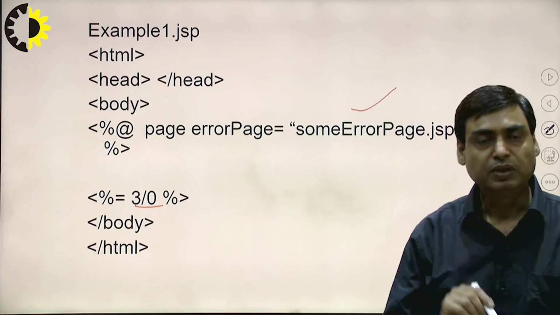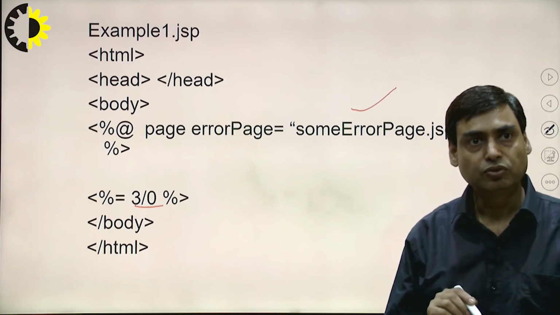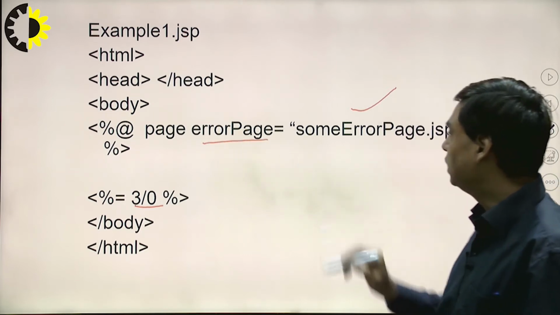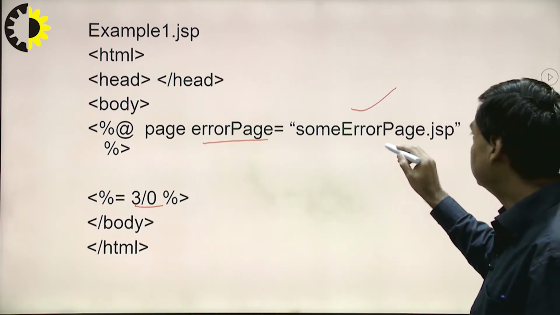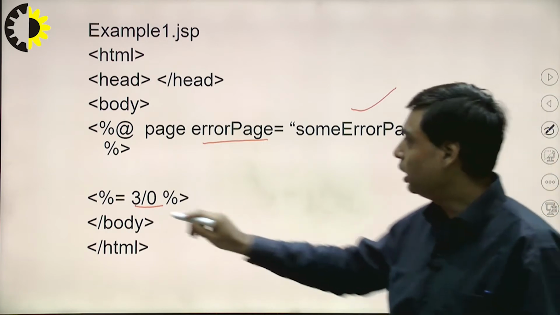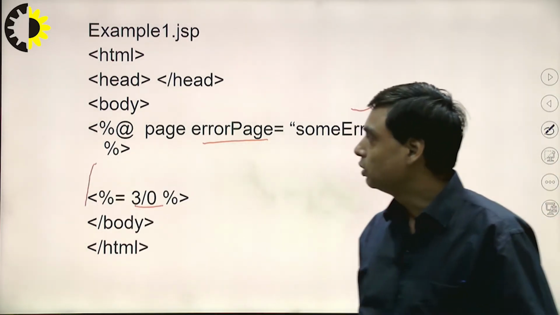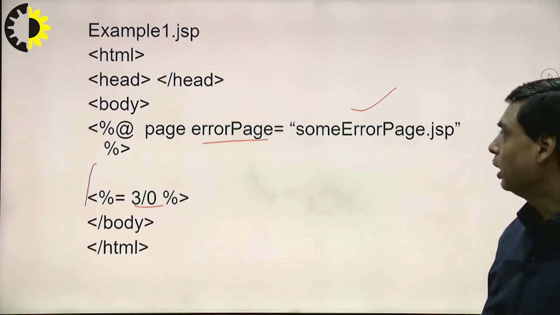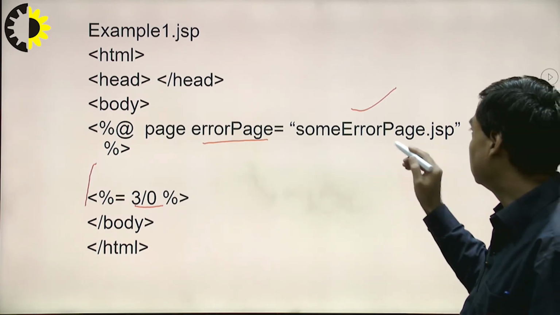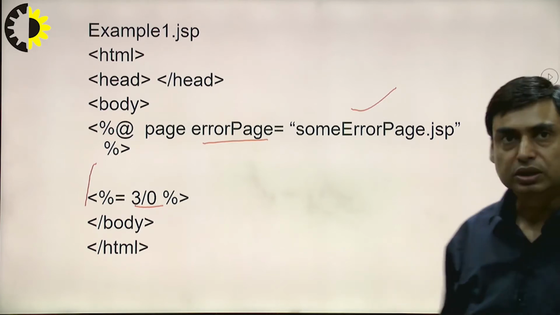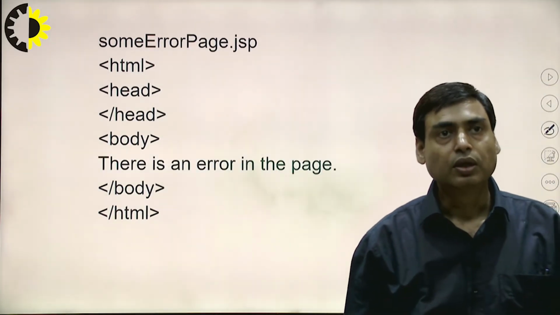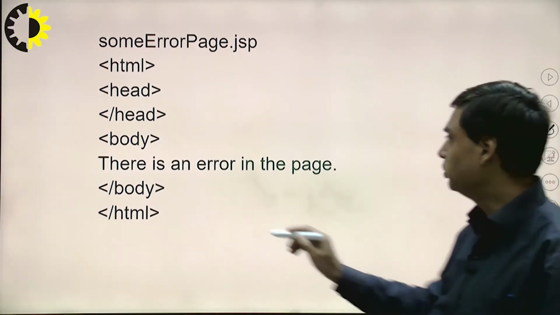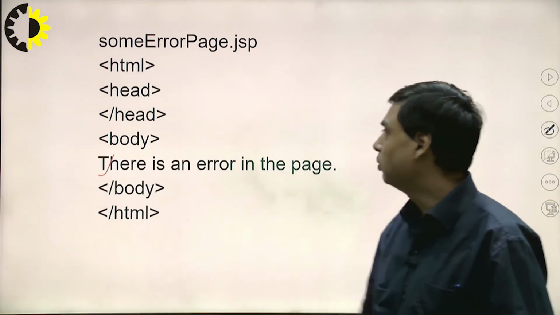Now, to specify the error handling page, we will use the page directive attribute errorPage. In errorPage, we define the error handling JSP page. So, whenever an error or exception occurs in this current page, it will move to the error handler page, that is someerrorpage.jsp. This is the coding of someerrorpage.jsp. We have given a message, there is an error in the page.